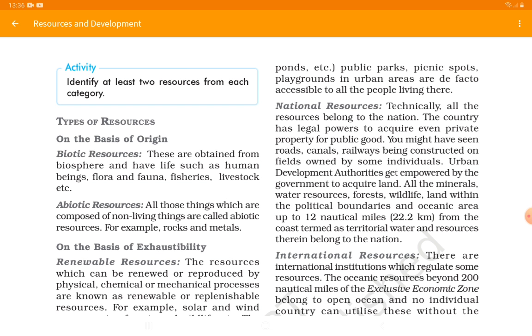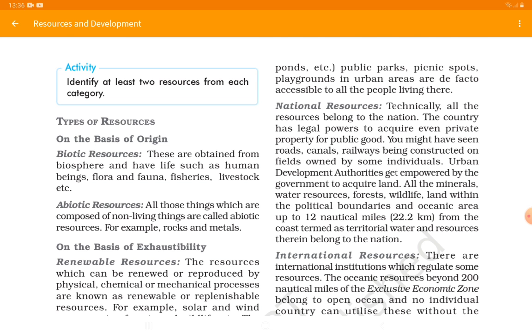All minerals, water resource, forest, wildlife, land within political boundaries and oceanic area, that is up to 12 nautical miles or 22.2 kilometer. Underline this, it is very important. Means outside a country up to 12 nautical miles in an ocean, all the resources which are there belong to the nation itself. These will be categorized under the national resources.